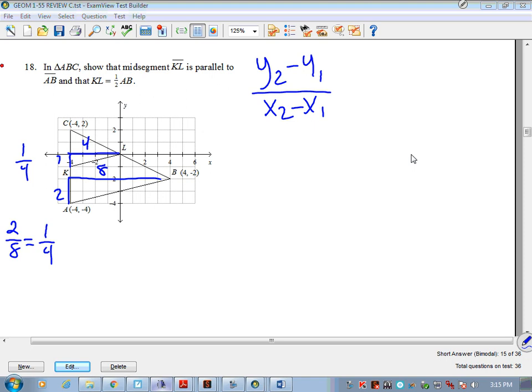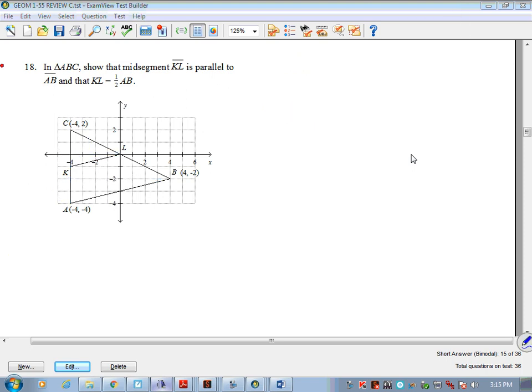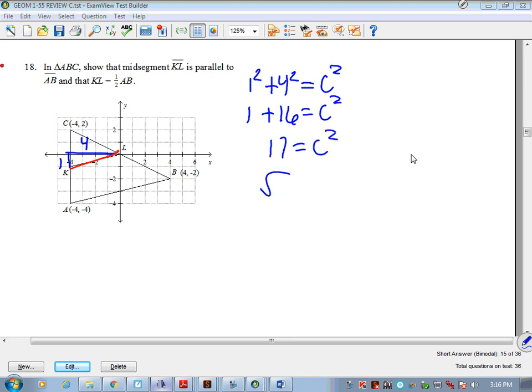The next thing is that we want to see that KL is 1/2 of AB, and what they're talking about there is distance. Okay, well, I could still use the Pythagorean theorem for that because it is having me create right triangles where my line segments I'm solving for are the hypotenuse. So I'm winding up on KL, doing 1 squared plus 4 squared equals C squared. 1 squared is 1, 4 squared is 16. So I'm getting 17 equals C squared, square root of 17 equals C. Okay, so KL is square root of 17.